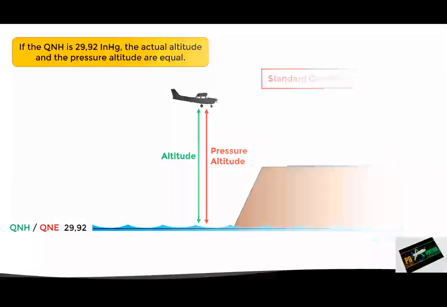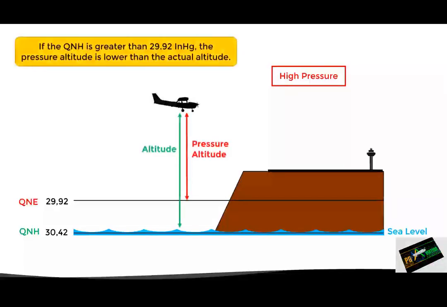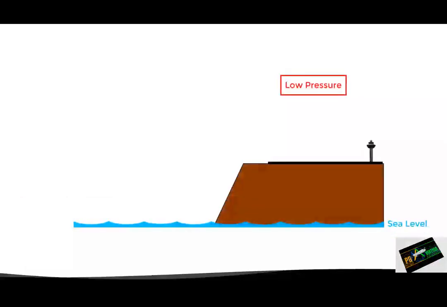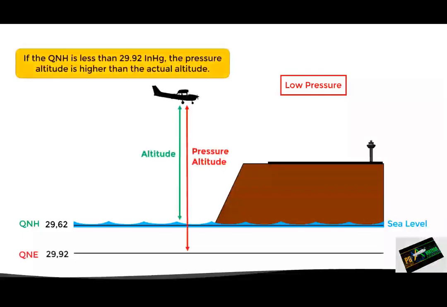Since if we have, for example, a higher than standard pressure conditions, the QNH will be higher than the QNE, which means that the 2992 isobar would be above the sea level. Therefore, in this case, the pressure altitude will be lower than the actual altitude. On the other hand, if there are lower than standard pressure conditions, the QNH will be lower than the QNE, which means that the 2992 isobar would be below the sea level. Therefore, the pressure altitude will be higher than the actual altitude, as we can see in this example.